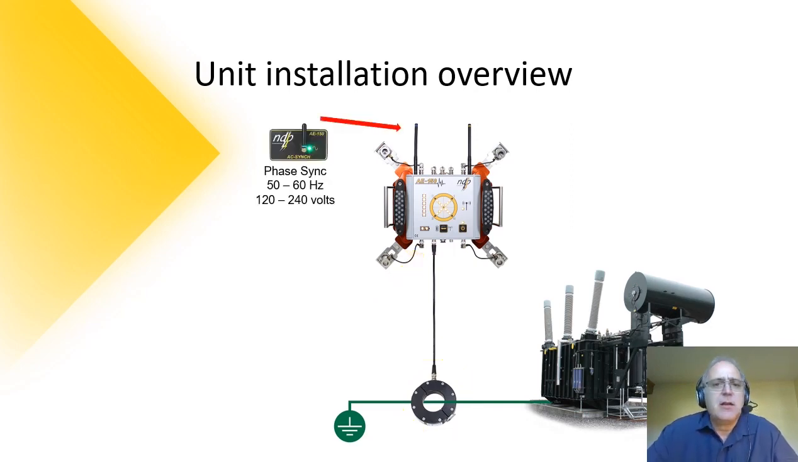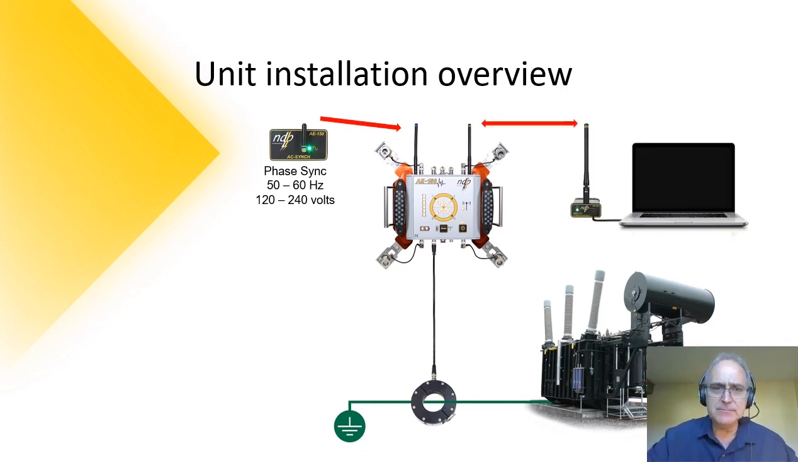Then you need to synchronize the unit. So you have a wireless phasing transmitter that is connected to a standard outlet, at 50 or 60 hertz depending on where you are, and it goes from 120 to 240 volts. When connected, the phasing transmitter will automatically transmit the phase to the unit. So the unit becomes synchronized to the network phase, and it's wireless.